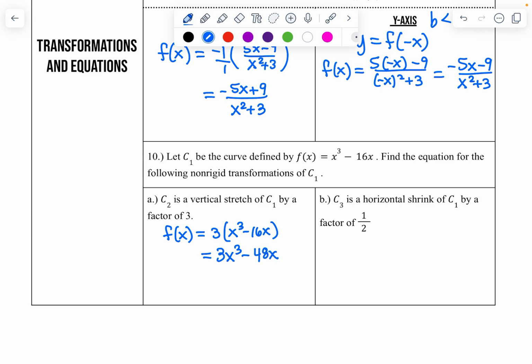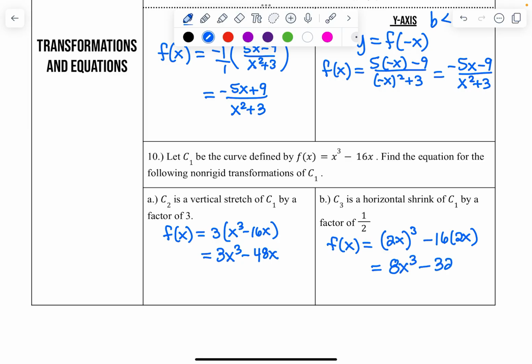Letter B, if we want a horizontal shrink by a factor of 1/2, that means that the b value is 2. So instead of x, we have to replace all of those x's with 2x. So if we cube it, we'll get 8x cubed minus 32x for that equation.